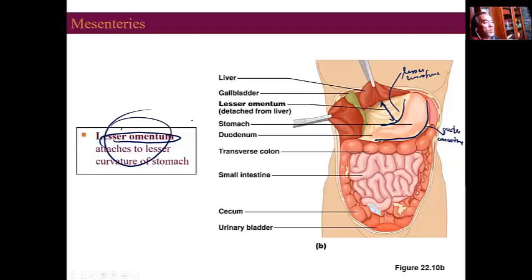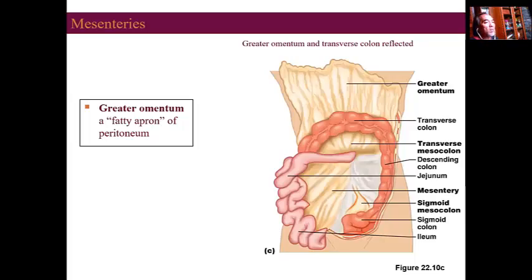All right, so that's what a lesser omentum looks like. It's a mesentery connecting the lesser curvature to the liver. Just take note that the liver is pulled up in order to expose where the lesser omentum is attached. Now the other mesentery is called the greater omentum.